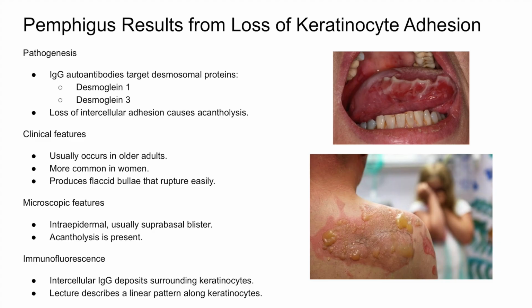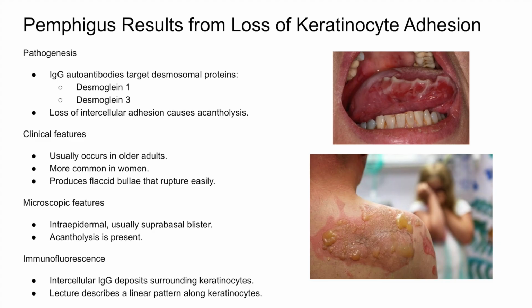When desmosomal adhesion is disrupted, keratinocytes separate from one another in a process called acantholysis, and this creates an intraepidermal, usually suprabasal blister with a thin roof. So the bullae are flaccid and rupture easily, often leaving painful erosions.